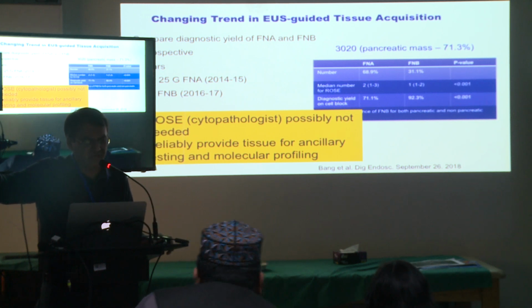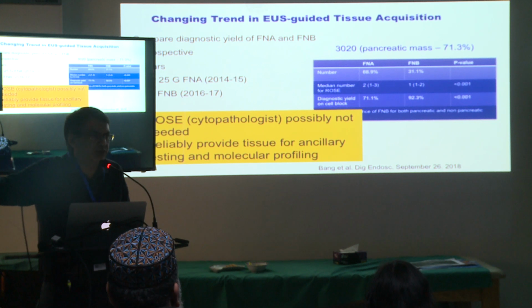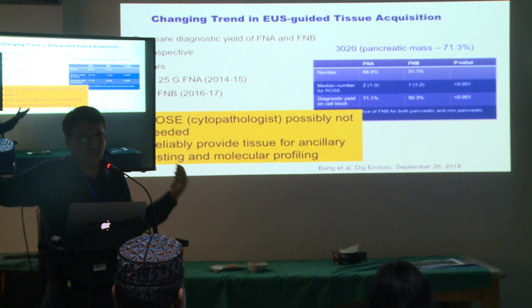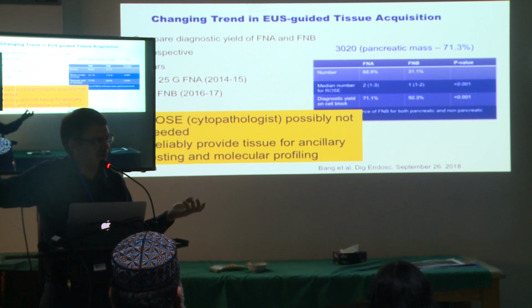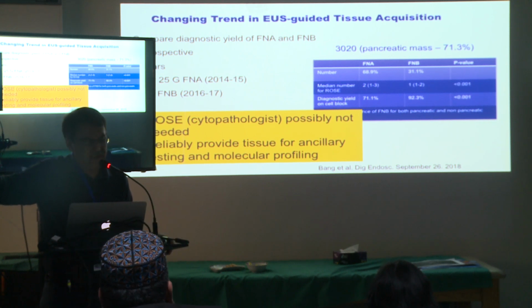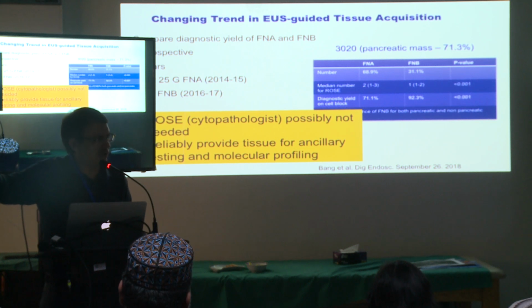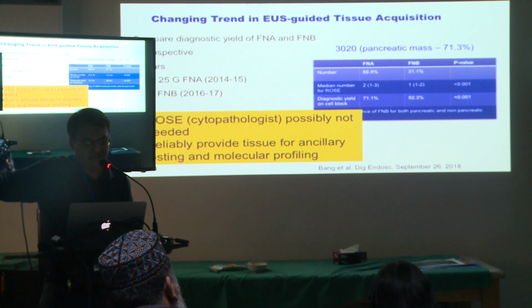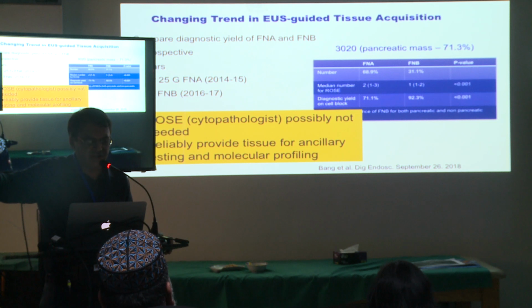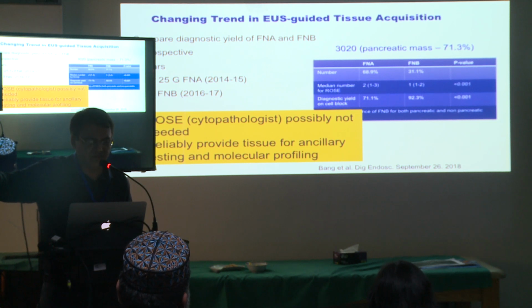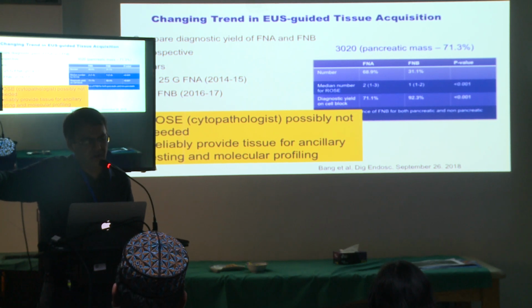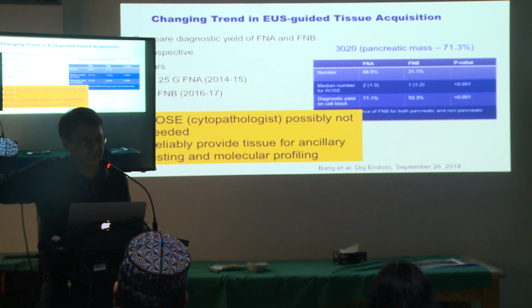You can look at the median number for ROSE. We were doing ROSE. We still do ROSE because even with the FNB needle, we do rapid on-site evaluation because we have a facility available, and we just want to be sure that we have a specimen on there. And you can look at the median number of passes, 2 versus 1. Diagnostic yield on cell block was much better on FNB as compared to FNA. So if you don't have a cytopathologist available, what we are proposing is that you should go with the FNB needle, not the FNA needle.